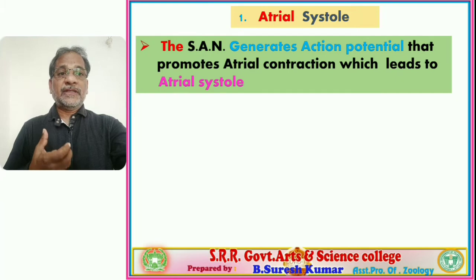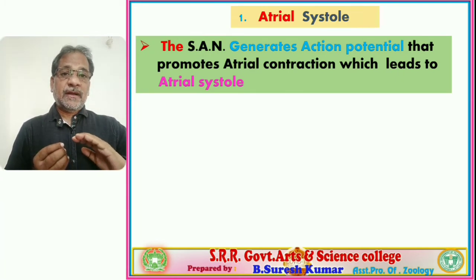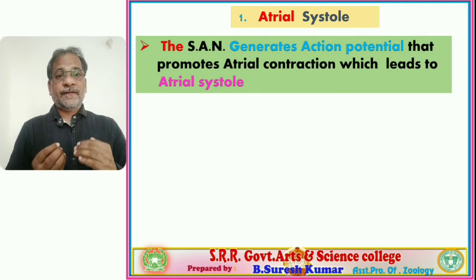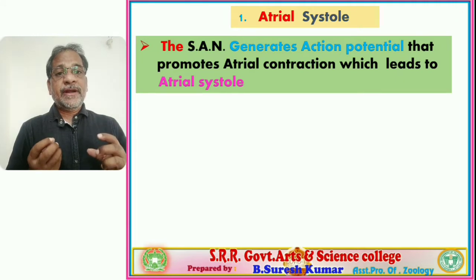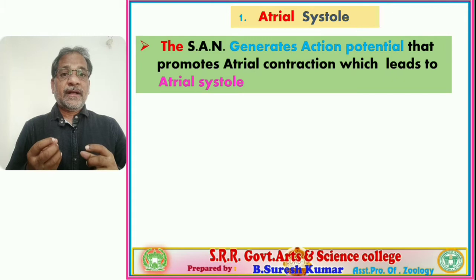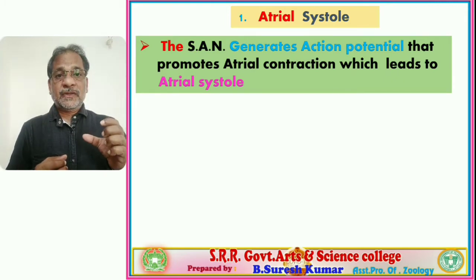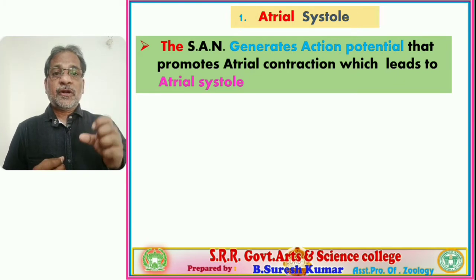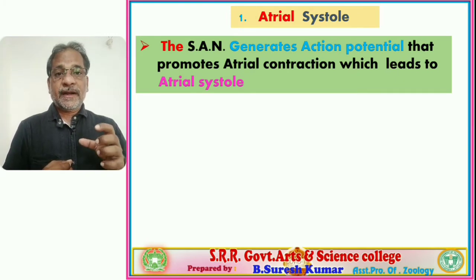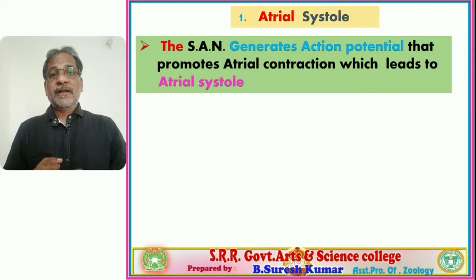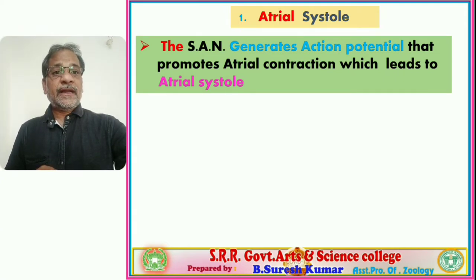After generating the action potential, it is transmitted and spreads all over the wall of the atria, and immediately the cardiac musculature of the atria contracts, which leads to atrial systole. So the two chambers, left atrium and right atrium, simultaneously undergo contraction. That is called what? Atrial systole.